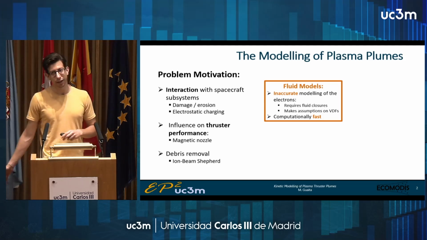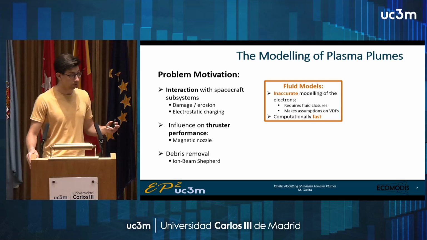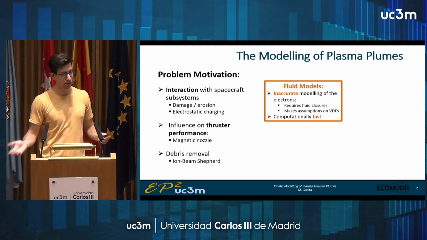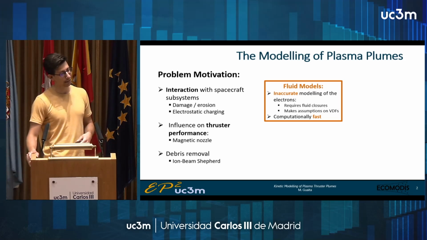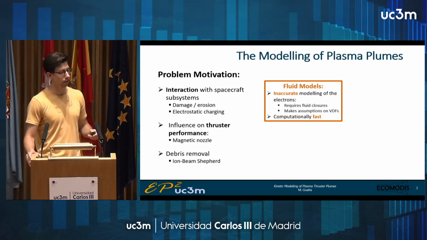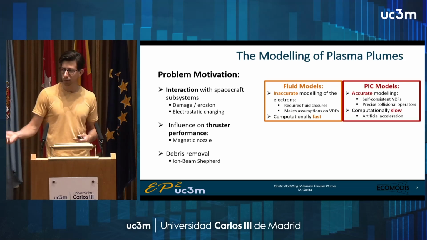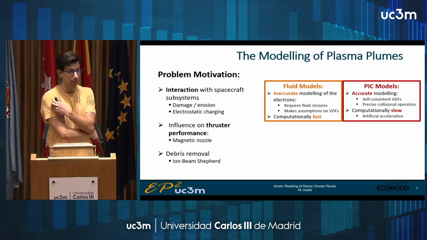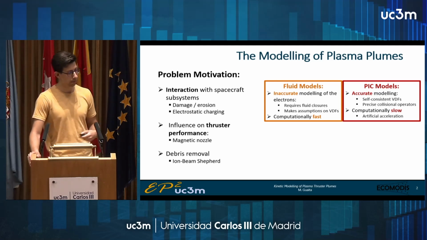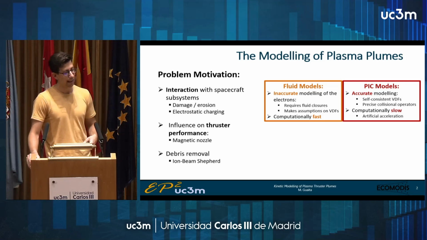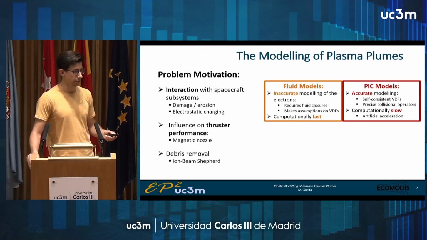What models are available? The first and quickest ones are fluid models, like the ones that Diego presented, which are very fast, so we like them for this. But at the same time, they do present some problems in the modeling of electrons. In particular, we need to find a way to close the fluid equations and make assumptions on the VDFs. PIC models, such as the ones that Enrique presented, instead model the plasma species as particles which bounce around, and they are very accurate, but they are also computationally very expensive.